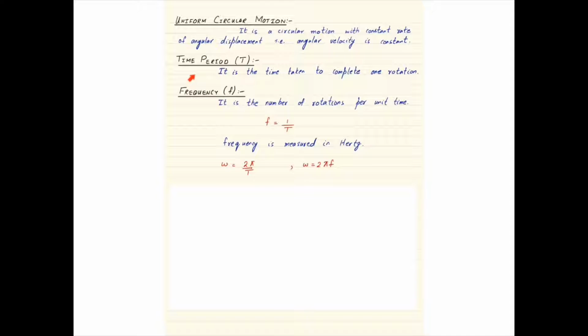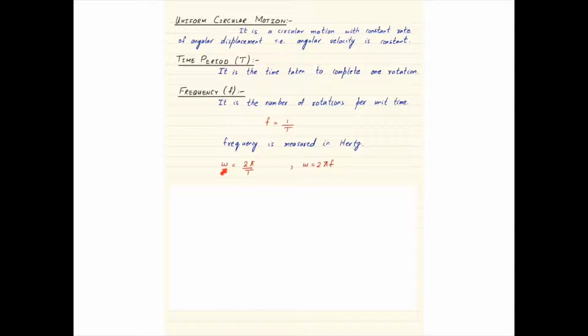The time period T is the time taken for one complete rotation, whereas frequency is the number of rotations per unit time. As per definition, frequency and time period must be reciprocals of each other. So, we get a formula which is f = 1/T. Frequency is always going to be measured in hertz.